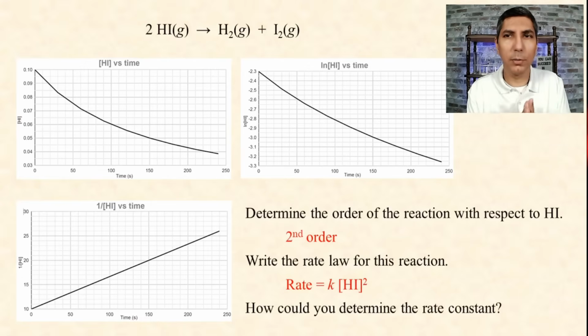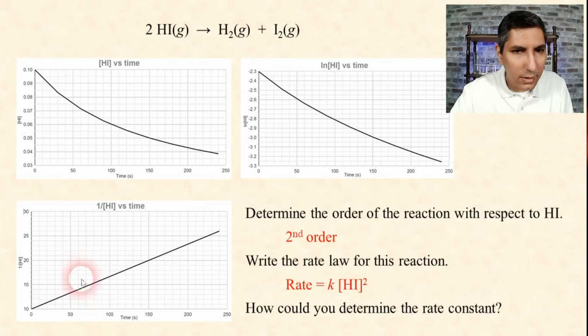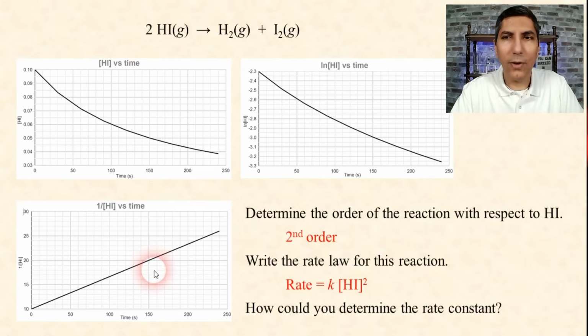Well, to determine the rate constant, you just look at those 3 graphs and focus on the one that's a straight line. So that would be the 1 over HI graph in this case. So you want to find the slope of that line. Okay? The absolute value of the slope is equal to the rate constant. Okay? That's all you got to do.